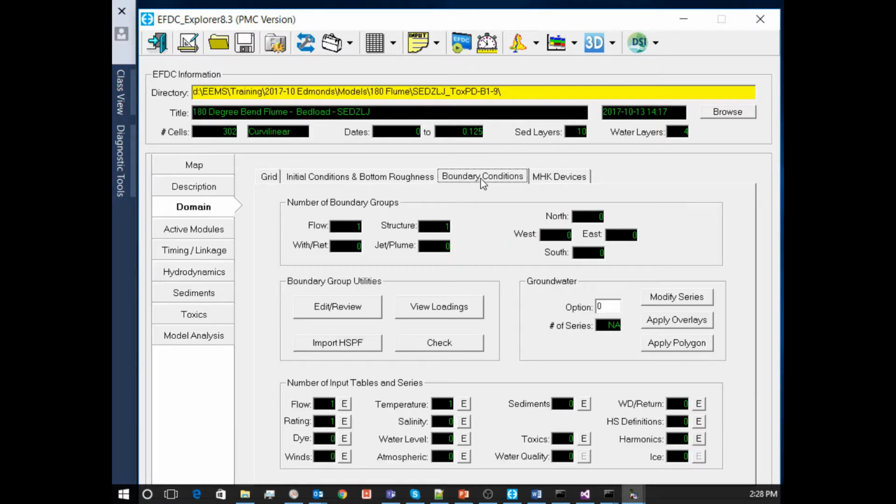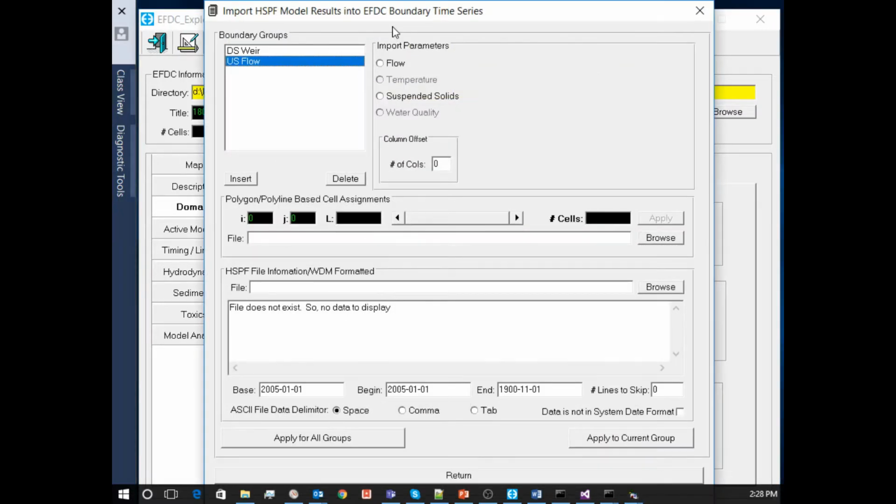Under the Boundary Conditions tab, we have the Import HSPF button. Depending upon what your HSPF file contains, and of course what you're simulating, you have things that are available or not available. You can bring in different aspects, and then you can specify what column offsets, and just import it pretty straightforwardly.